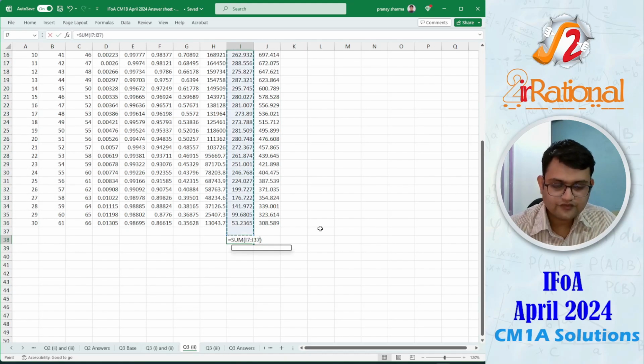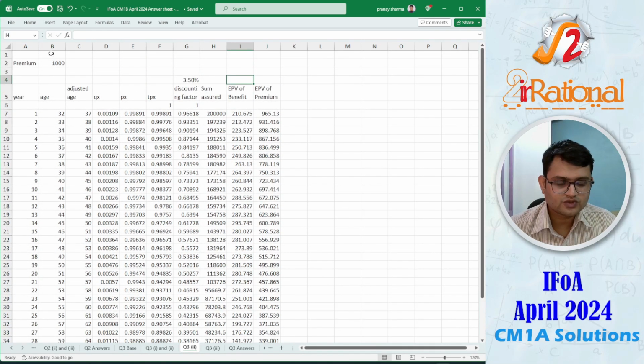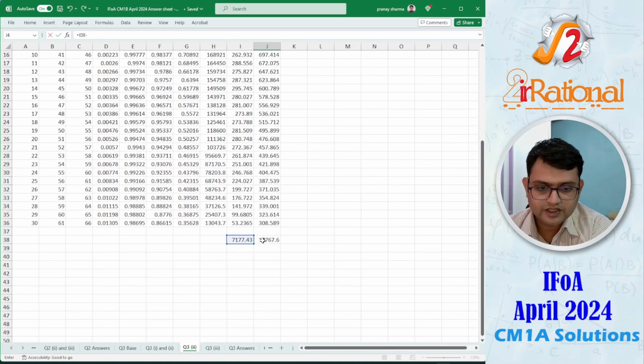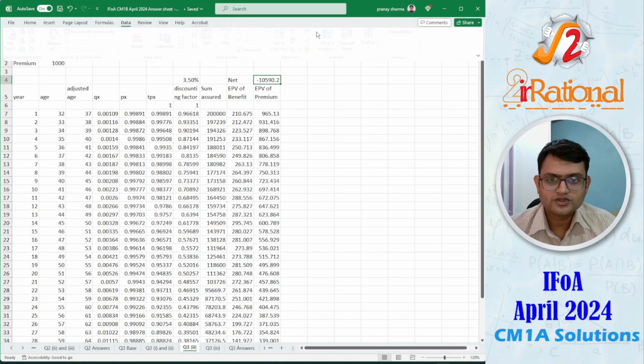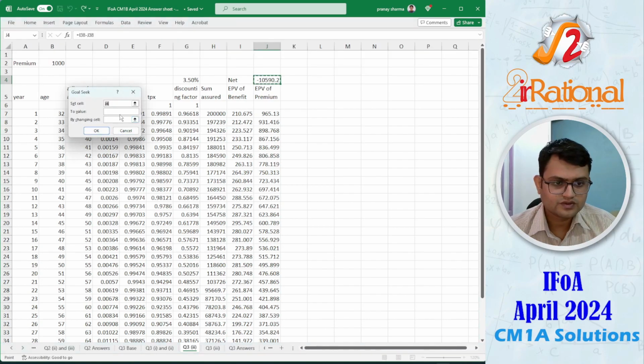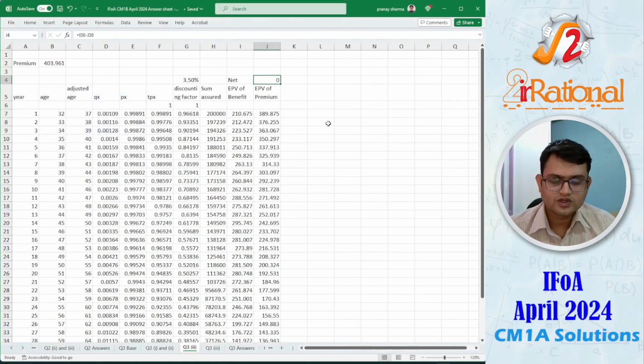I will find the sum for both of them, and we'll equate these two by changing this premium. So I'll make here net, which is equal to this minus this. I want this net to be equal to 0 by changing the premium using goal seek. So here we go, net is 0 and the premium is 403.961.